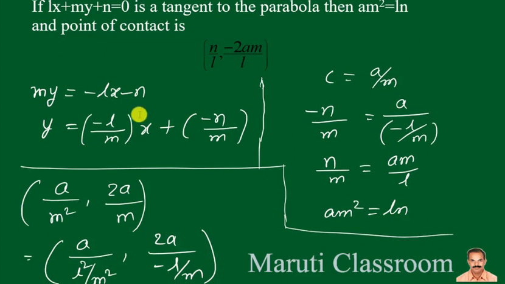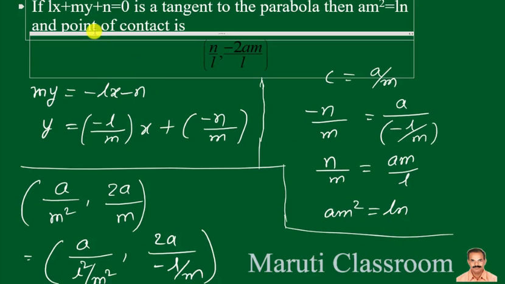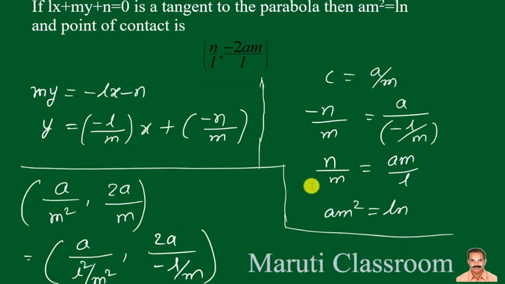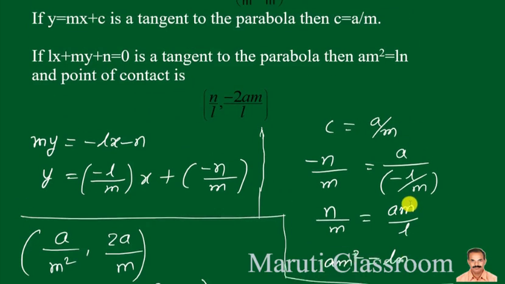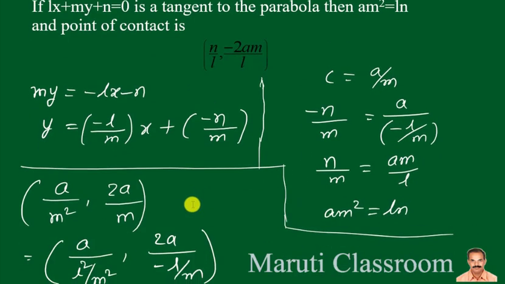So the tangent condition for the line lx plus my plus n equal to 0 is am square equal to ln, and the point of contact, for y equal to mx plus c or y equal to mx plus a by m, is (a by m square, 2a by m).